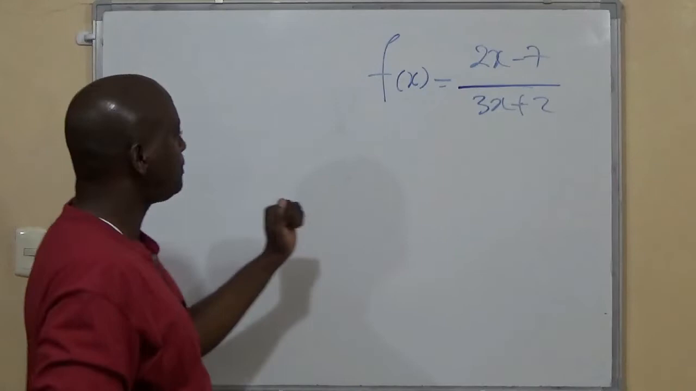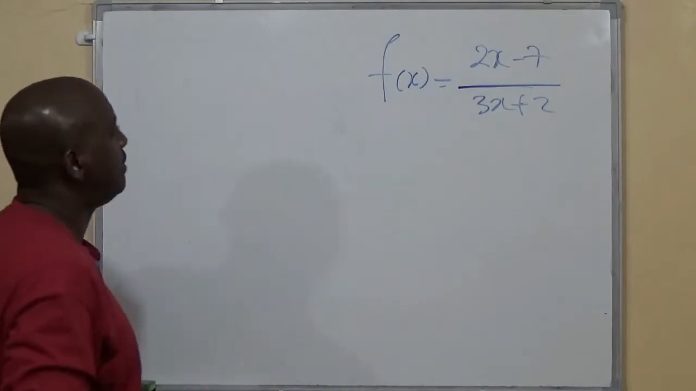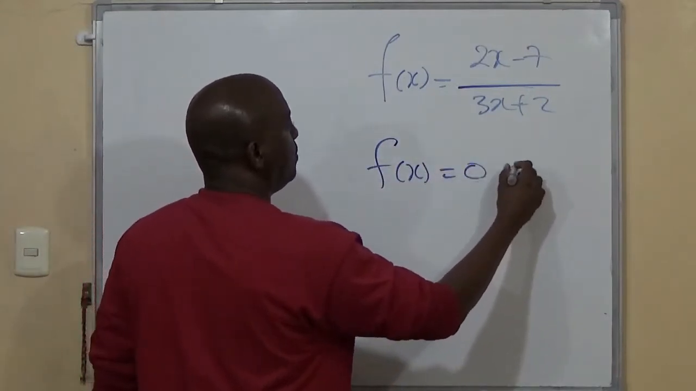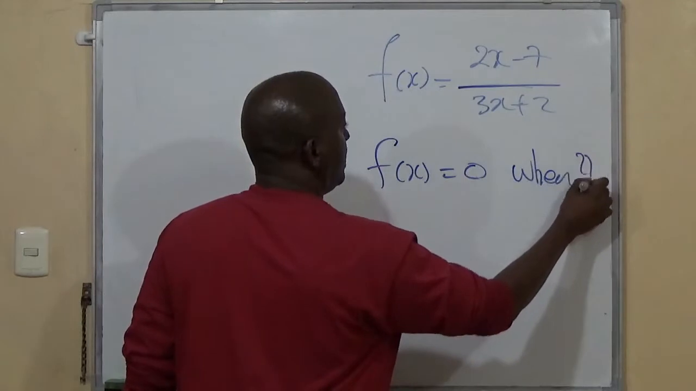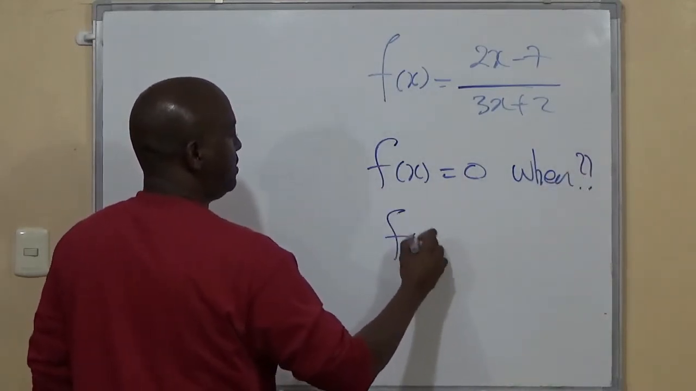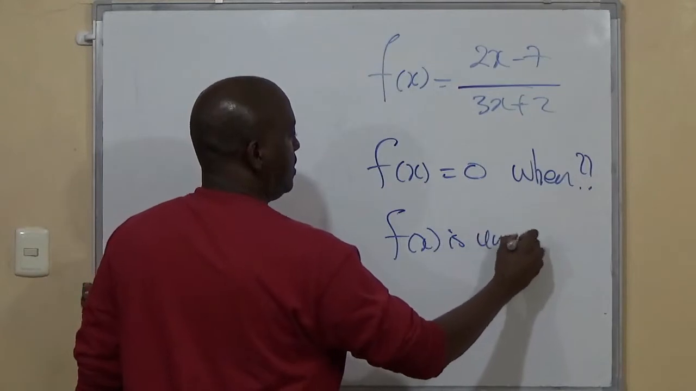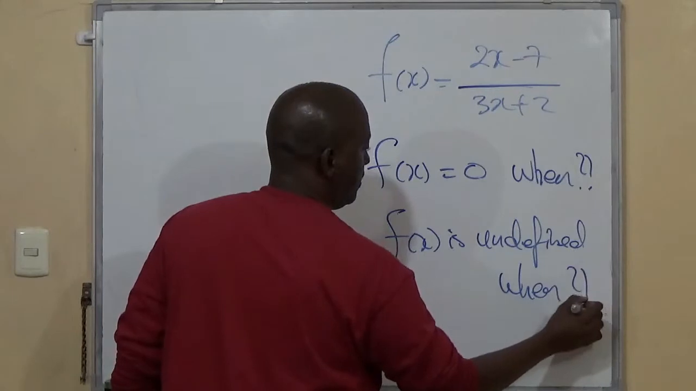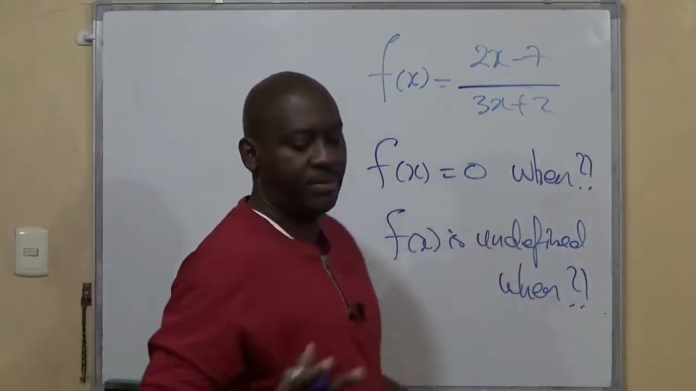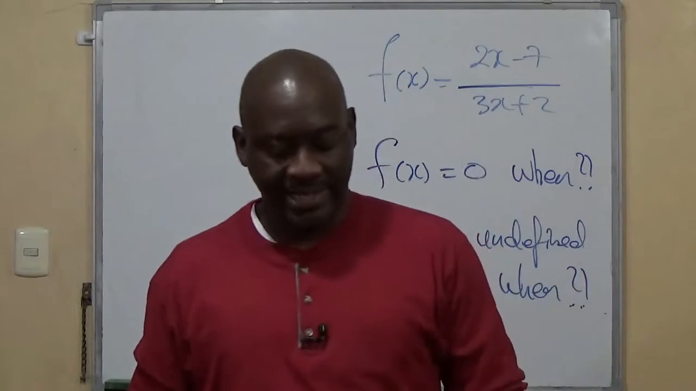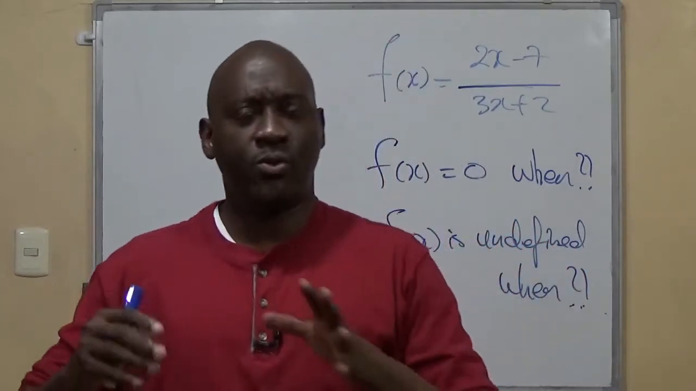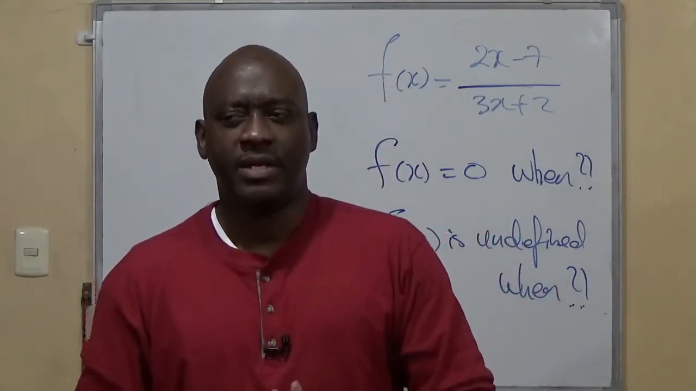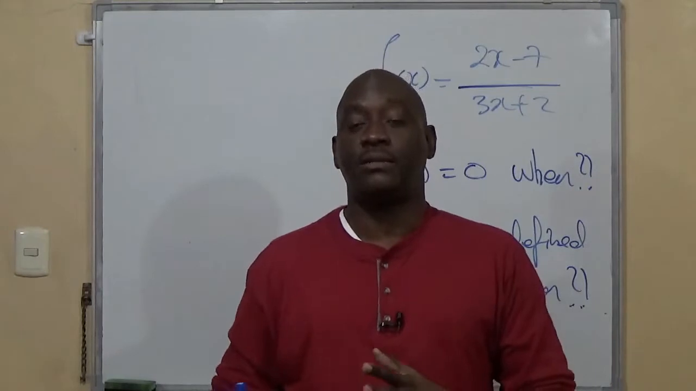So let me deal with 0 first. We want to find out that f of x is equal to 0 when, question mark, and you're saying that f of x is undefined when, question mark. So those are two separate conditions that we like to consider for rational functions. We want to know where the function is equal to 0, and we want to know where the function is undefined.